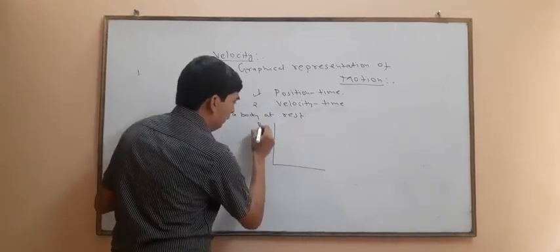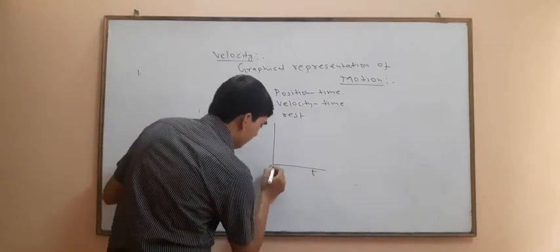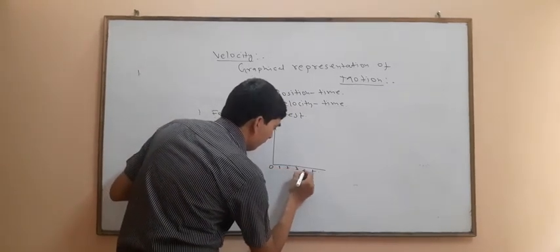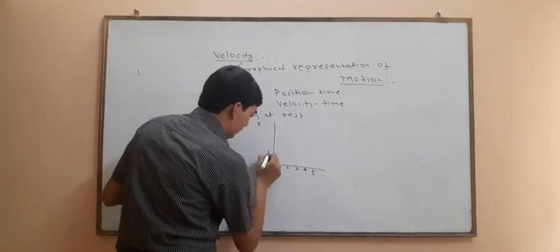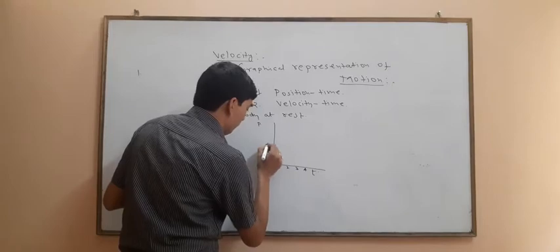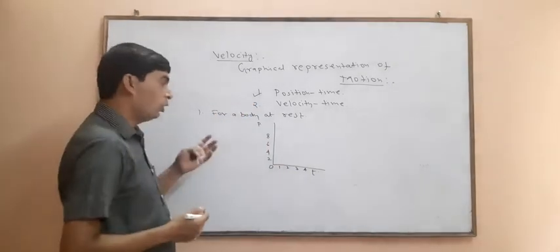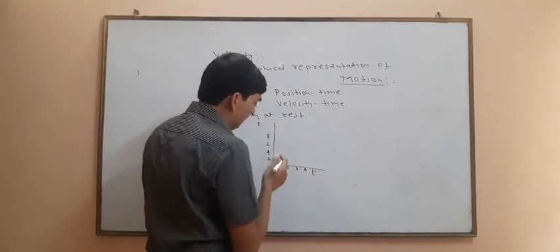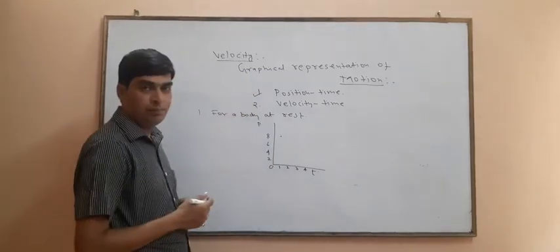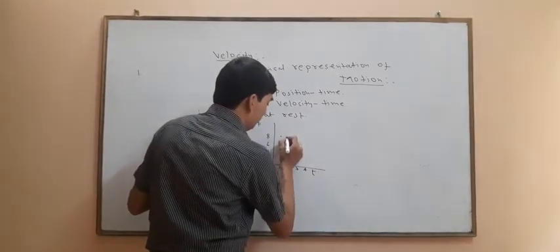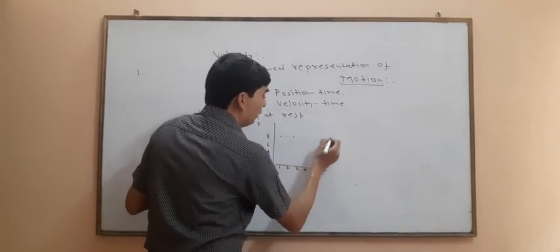This is position, this is time. Suppose the body has covered time 1, 2, 3, 4 and so on, and this is the position of a body with respect to a given frame. If the body is at a certain height, then after 1 second the position of the body will be there, after the second the body will be there, on the third second the body will be here, the fourth second, and so on.